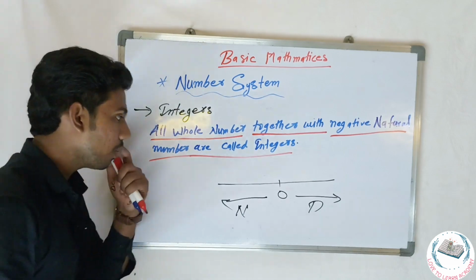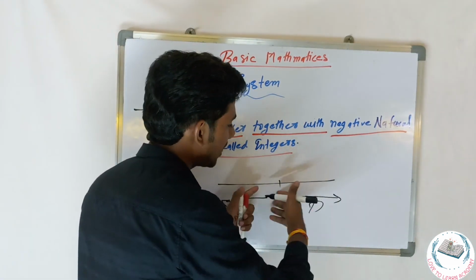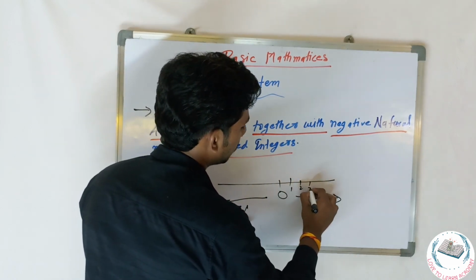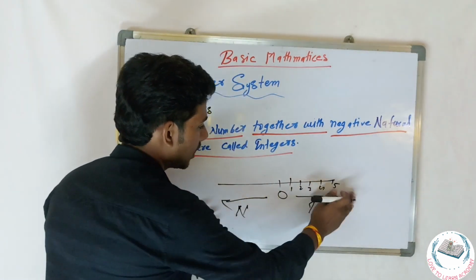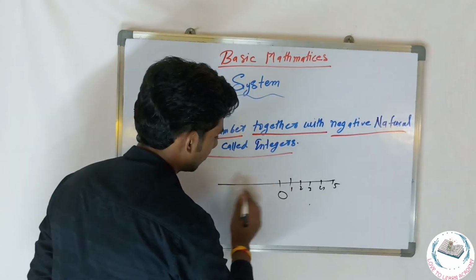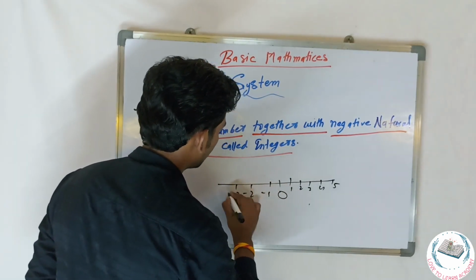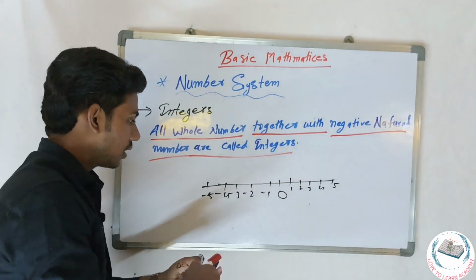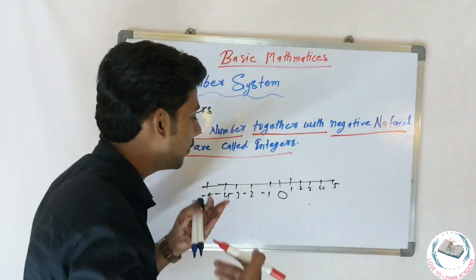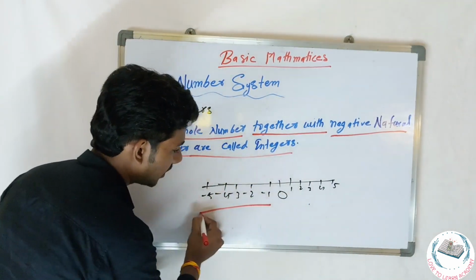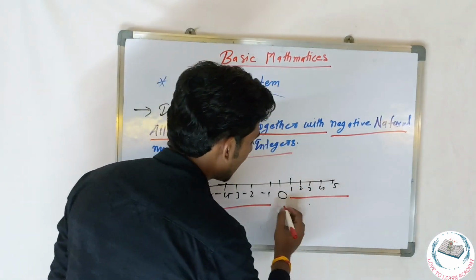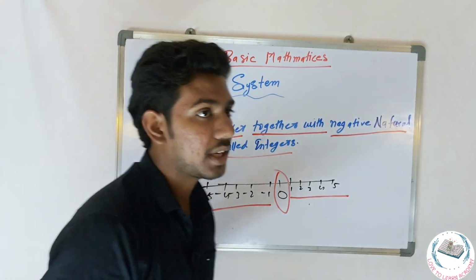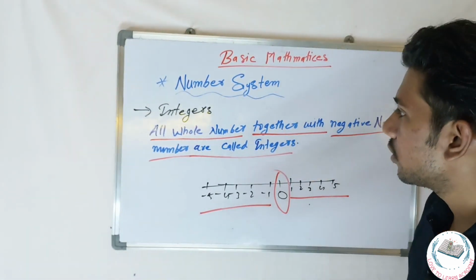Got it? So here will be the positive numbers, the natural numbers. 0 is neutral. Positive numbers like 1, 2, 3, 4 and 5. Here we write the negative numbers, -1, -2, -3, -4 and -5. So integers are the numbers which have a negative and positive side, and 0 in neutral. In simple terms, you can write this as the definition of integers.